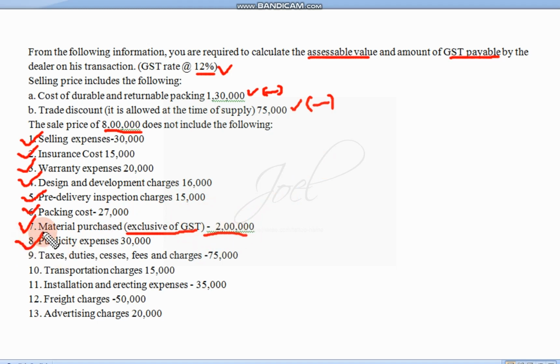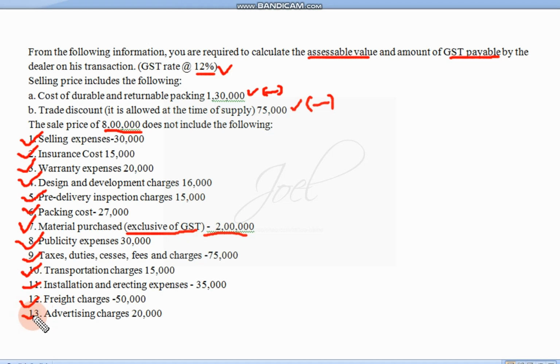Publicity expenses, see, for the product you have to do the publicity, establishment, all those expenses are there, we can add that. Taxes and duties, definitely we are adding. Transportation charges, a person who is selling the product, he will add the transportation cost in the MRP of the product, definitely, isn't it? So that's why we are adding transportation charges also. Installation and erection charges, so that also we are going to consider. Freight charges, that means transportation expenses, we are considering.